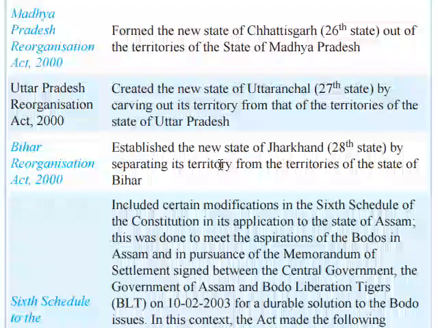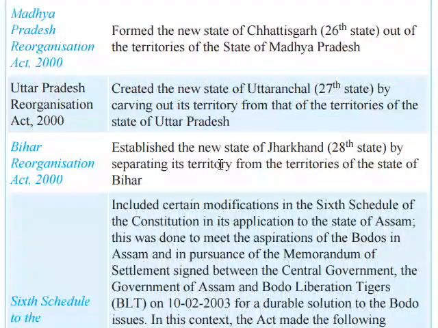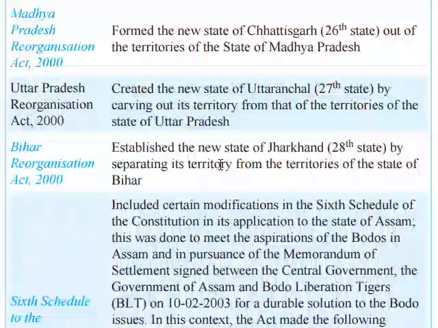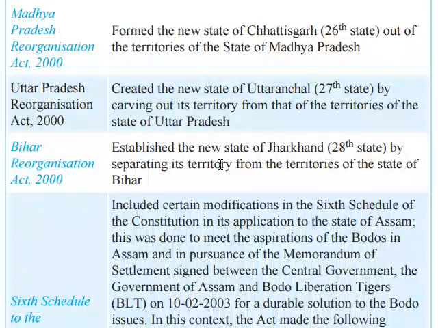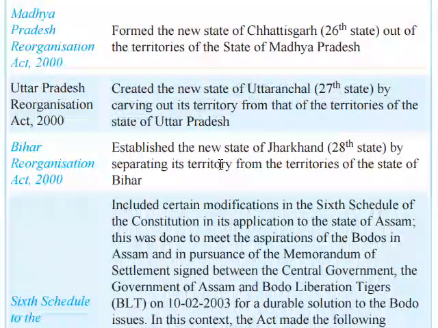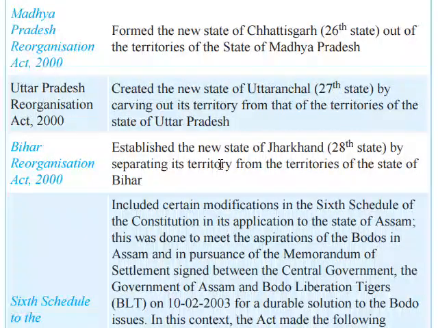Madhya Pradesh Reorganization Act 2000 formed the new state of Chhattisgarh, the 26th state, out of the territories of the state of Madhya Pradesh. Uttar Pradesh Reorganization Act 2000 created the new state of Uttaranchal, the 27th state, by carving out its territory from that of the state of Uttar Pradesh.